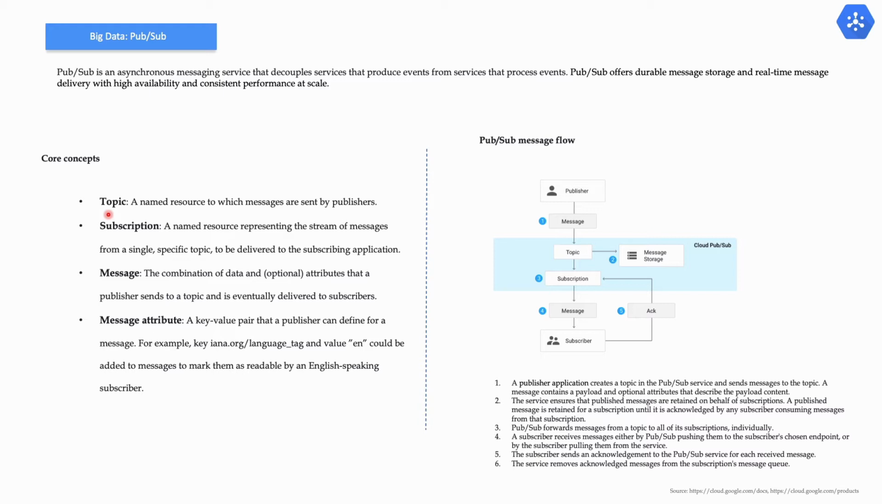Then there is the message itself, which is the combination of data and optional attributes that a publisher sends to a topic and is eventually delivered to subscribers. Message attributes are key value pairs that a publisher can define for a message. For example, a key of org language tag and value en could be added to a message to mark it as readable by an English speaking subscriber.